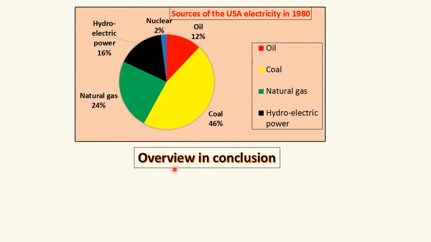following the structure I have already mentioned, we will write the overview in conclusion, and we find that coal made the highest contribution, 46%, and natural gas 24%, and these two resources, coal and natural gas, together made the 3/4 contribution in the production of power in 1980, and other three things, hydroelectric power, nuclear, and oil, these three things together made a contribution of almost 25%, one fourth.